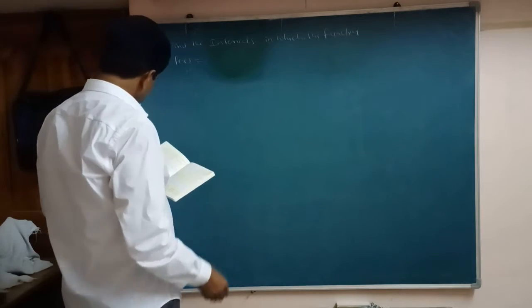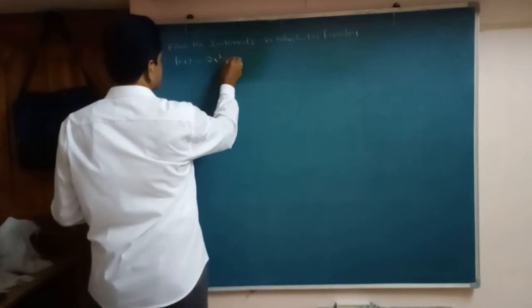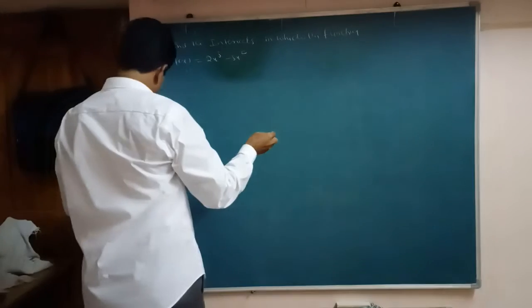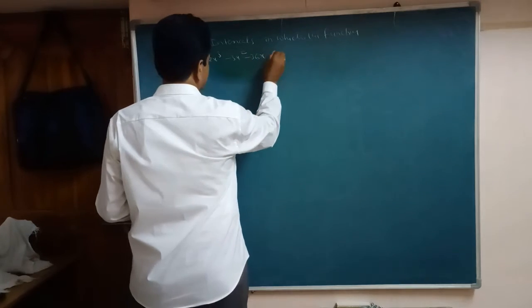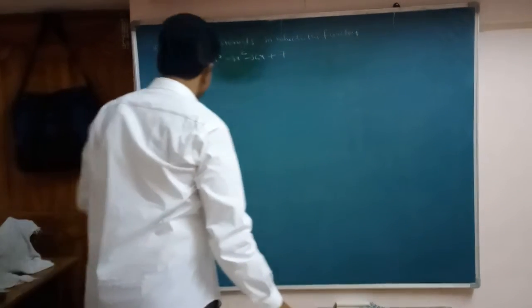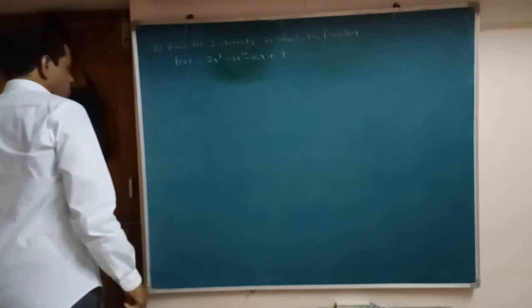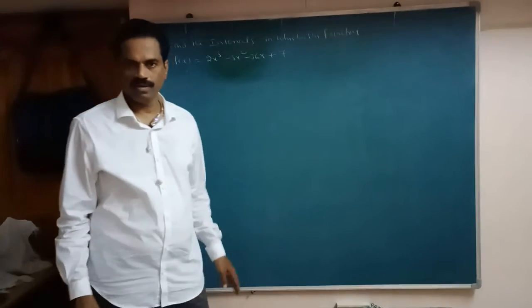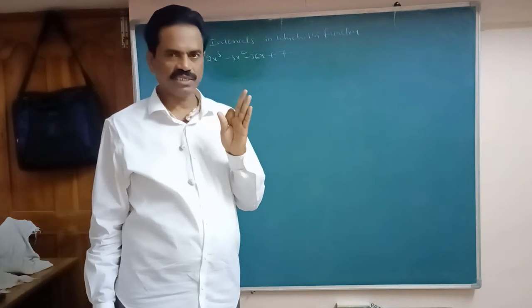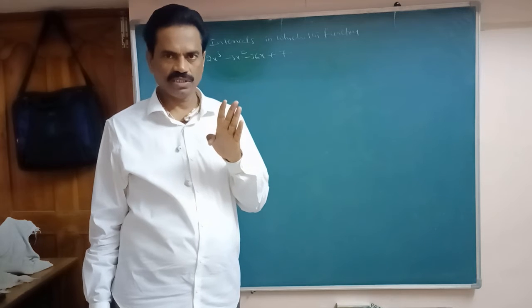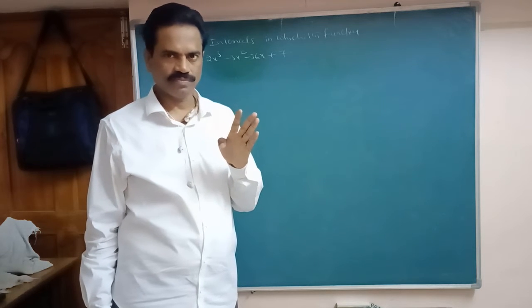One more problem, the second one. f(x) = 2x³ − 3x² − 36x + 7. Same procedure, already discussed. Remember the four steps: first, critical points; next, divide and rule; next, check sign; fourth, conclude.